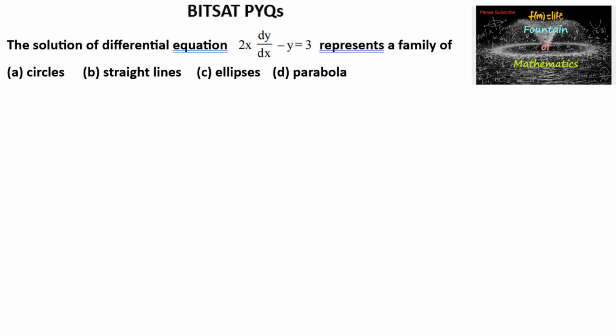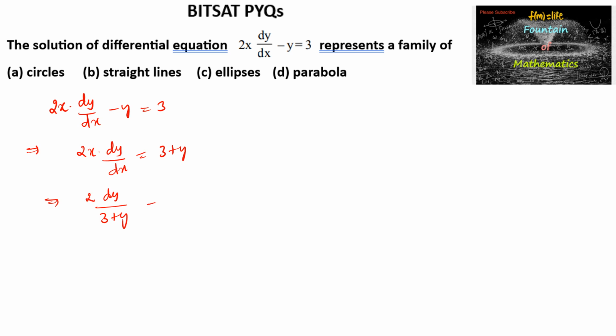We need to find the solution of the differential equation and also what type of conic it represents, like circles or straight lines or ellipse or parabola. So given the differential equation 2x dy/dx minus y is equal to 3, which can also be written 2x dy/dx is equal to 3 plus y, or we can write 2 times dy/(3 plus y) is equal to dx/x, and integrating on both the sides.